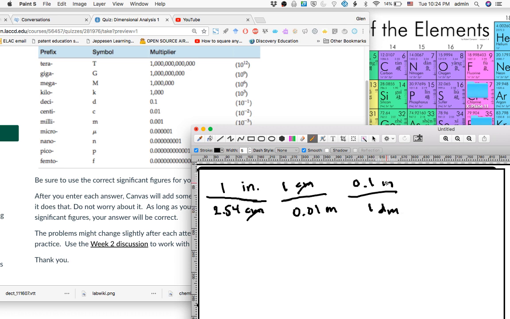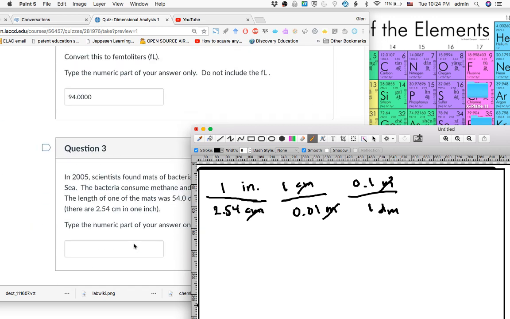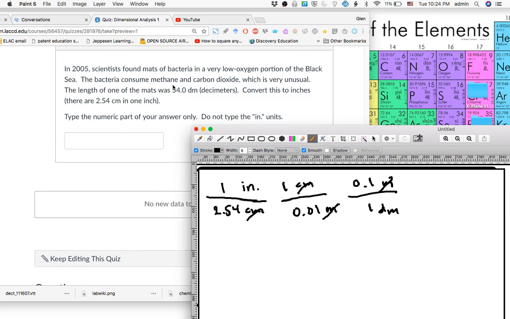So 0.1 meters, 1 decimeter. Why did I put meters on top? It's because I want meters to cancel out with meters that are already on the bottom. So now I've got decimeters on the bottom. How can I get rid of decimeters? I can get rid of decimeters by using what they gave me, 54 decimeters. There's no other number associated with this, just 54 decimeters. That's given data. So I'll just write 54 decimeters, cancel out these decimeters, and the answer is everything on top is multiplied, everything on the bottom is divided.